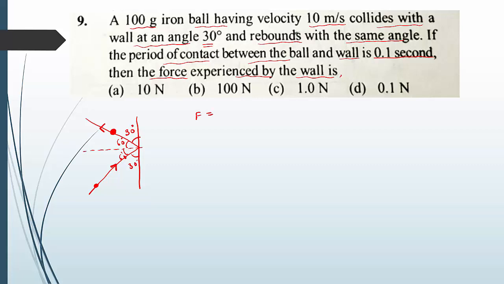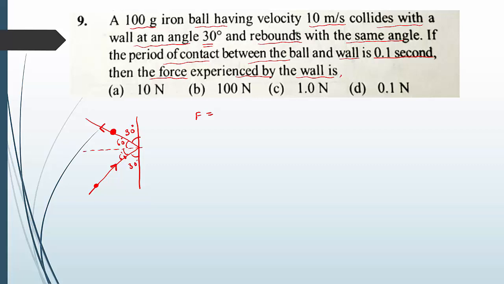So here remember only horizontal linear momentum is changing, not vertical momentum, because we are going to throw the iron ball horizontally towards the wall. Only the horizontal quantity of motion is changing, not vertical. Vertical linear momentum is constant. Only the horizontal part is changing.